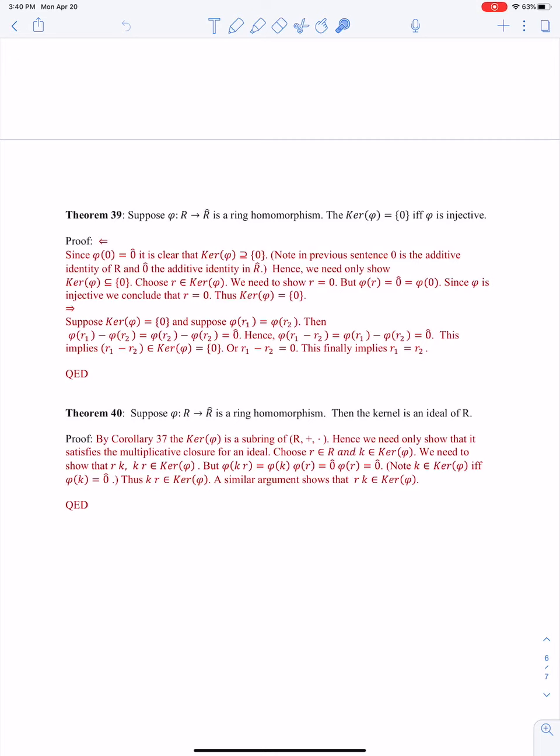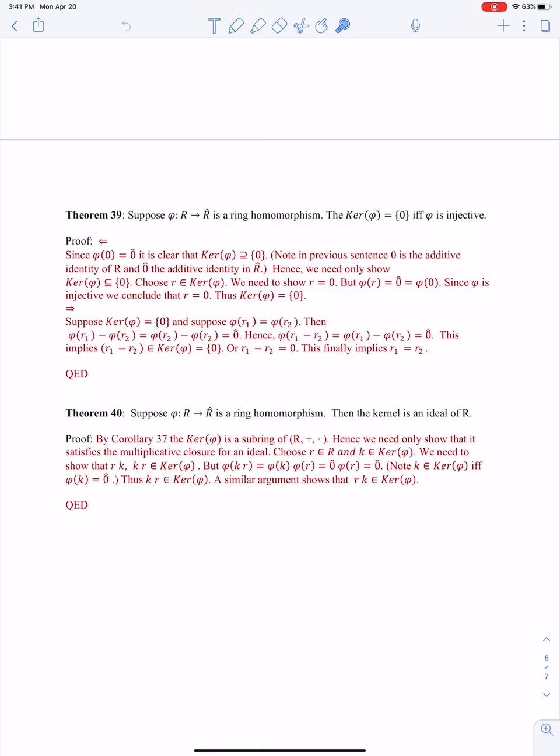All right, now I'm going back the other way. Suppose the kernel of phi is the set 0, and I need to show phi is injective. All right, so if the kernel of phi is 0, suppose I have phi of r1 equal to phi of r2. I need to show r1 is equal to r2.